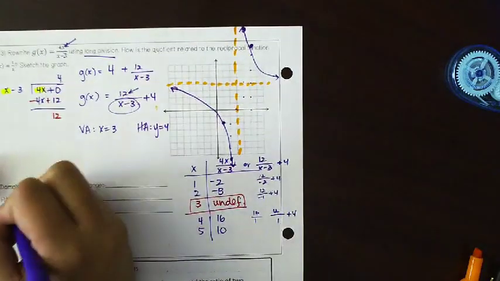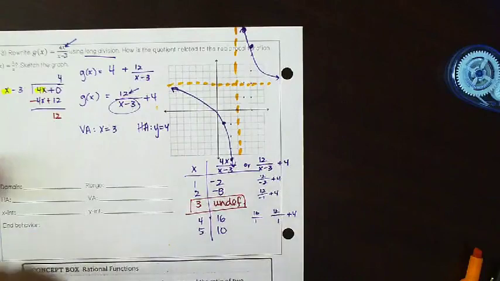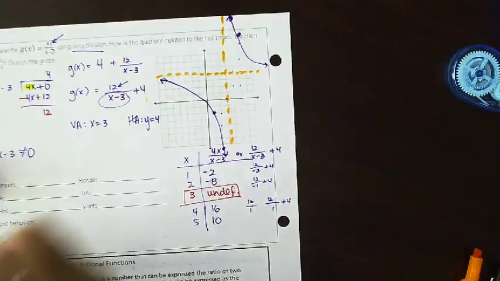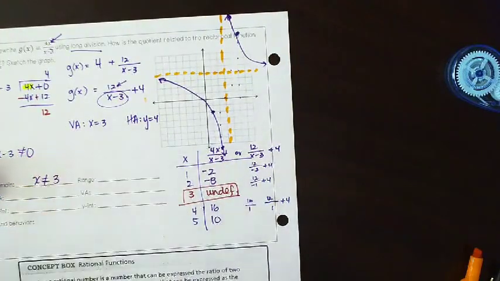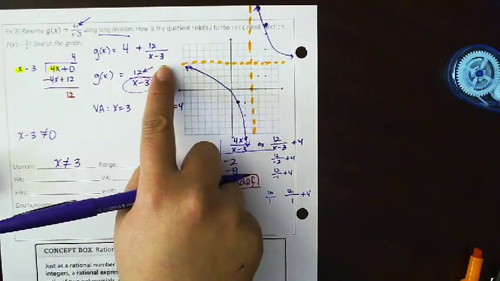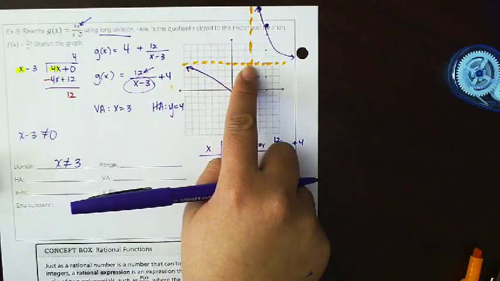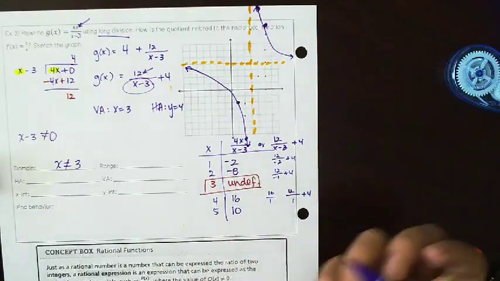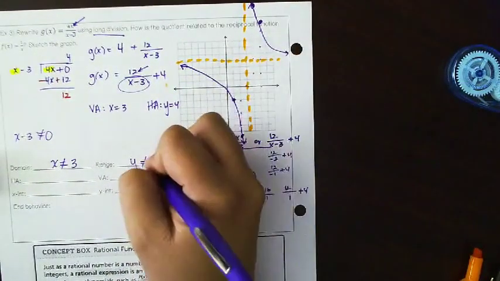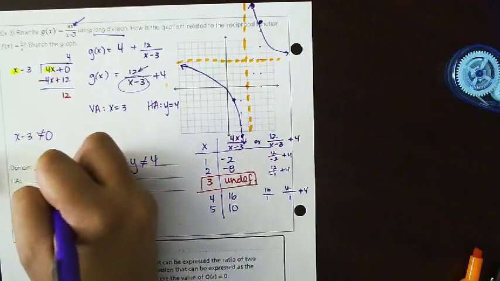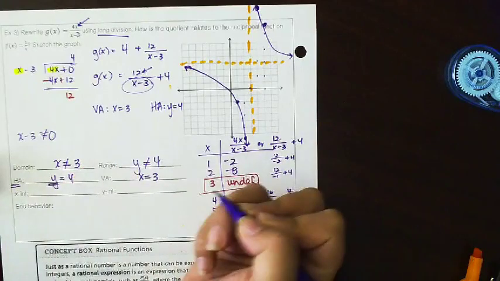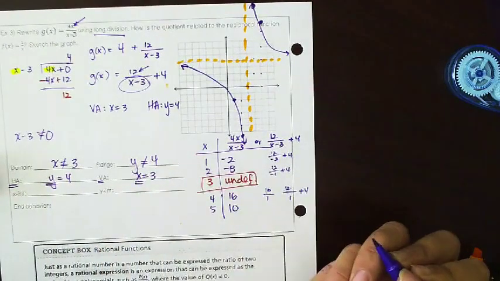Okay, so domain, denominator. The denominator is x minus 3. And we know that the denominator cannot equal 0. Therefore, the domain is x cannot be 3. And I can also see it. x can be from negative infinity to 3, and then from 3 to infinity. So you can also write it in interval notation. Range: y cannot equal this y value of 4. Horizontal asymptote, vertical asymptote. Remember, horizontal means a horizontal line. Vertical means a vertical line.